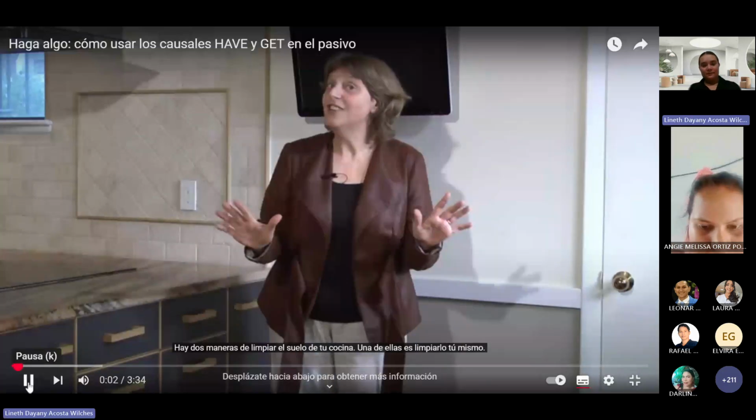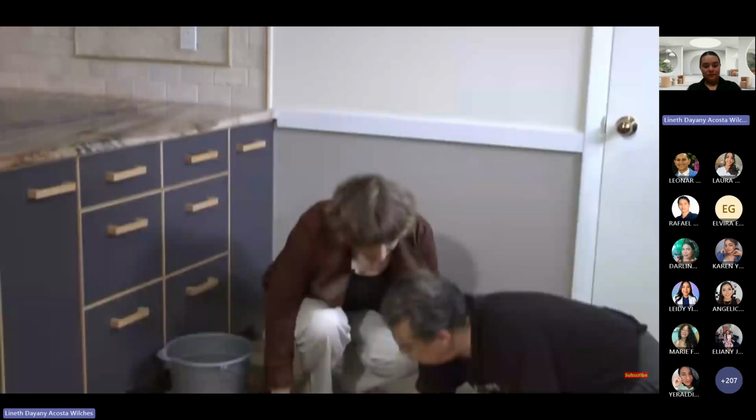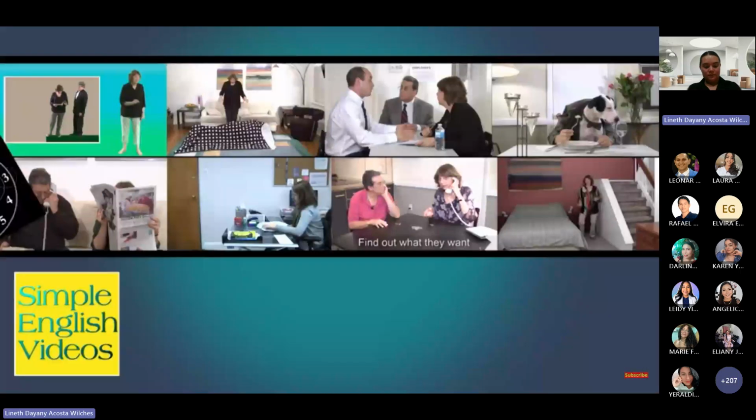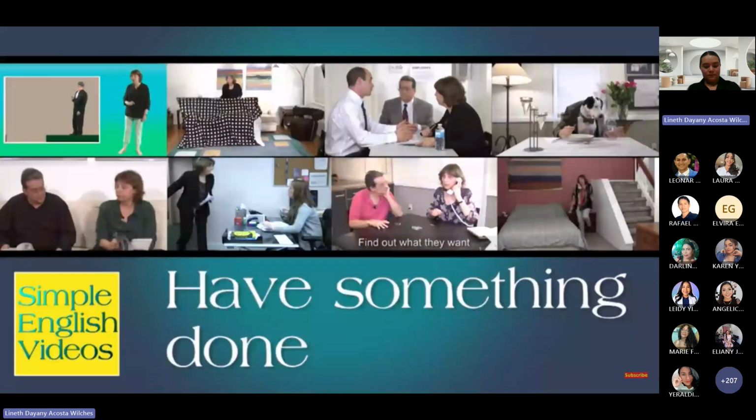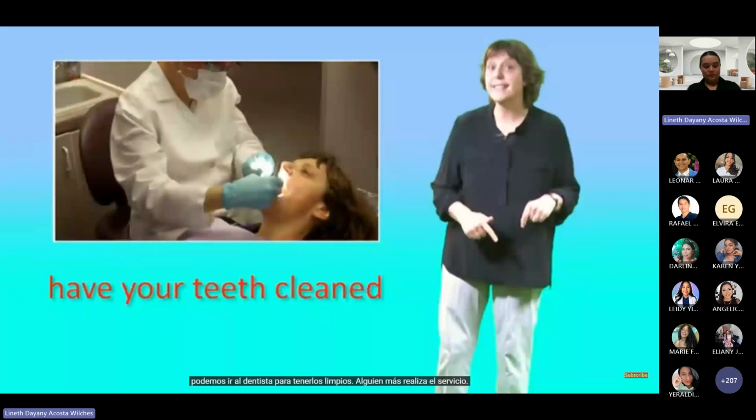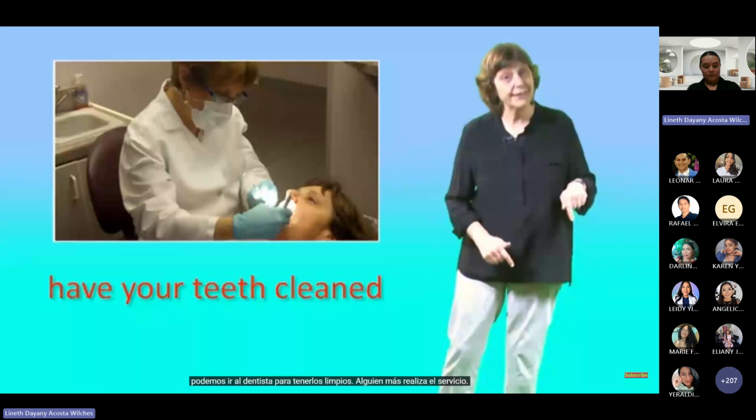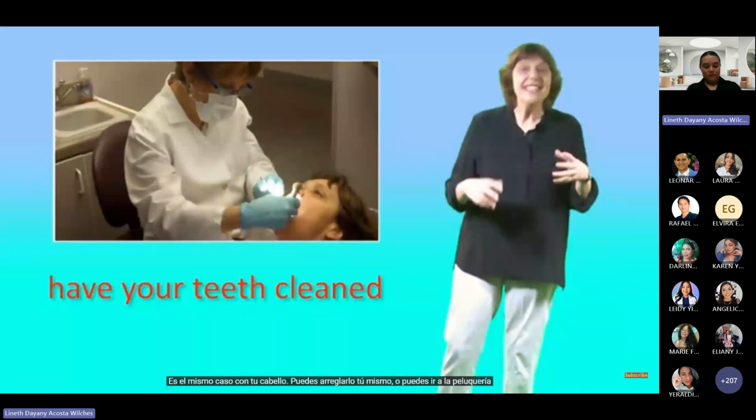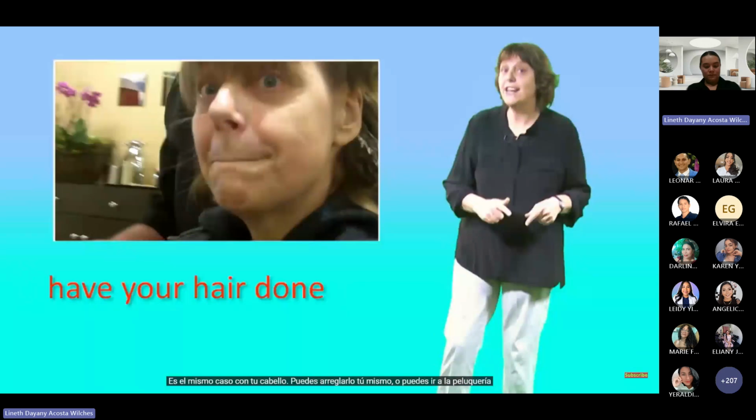There are two ways to clean your kitchen floor. One is to clean it yourself, and the other is to have it cleaned for you. We can clean our teeth ourselves, but we can also go to the dentist's to have them cleaned. Someone else performs the service. It's the same with your hair. You can do it yourself, or you can go to the hairdressers and have it done for you.